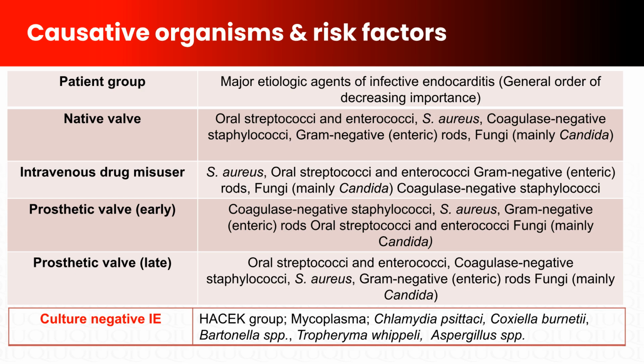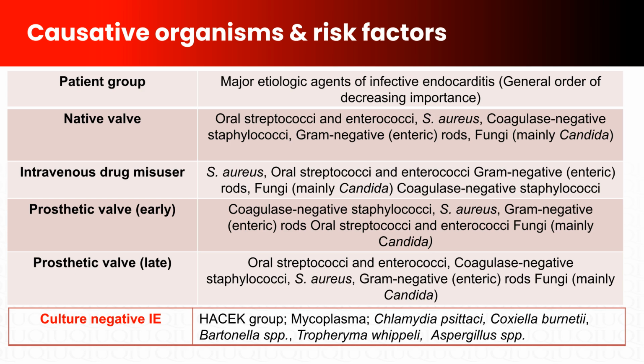This table is crucial for understanding which organisms cause IE in different patient populations. The organisms vary significantly based on risk factors. For native valve endocarditis, infection of the patient's own natural valves, the most common organisms in order of decreasing importance are oral streptococci and enterococci, followed by Staphylococcus aureus, then coagulase-negative staphylococci, gram-negative enteric rods, and fungi, mainly Candida. The predominance of oral streptococci reflects their entry through dental procedures or poor oral hygiene.